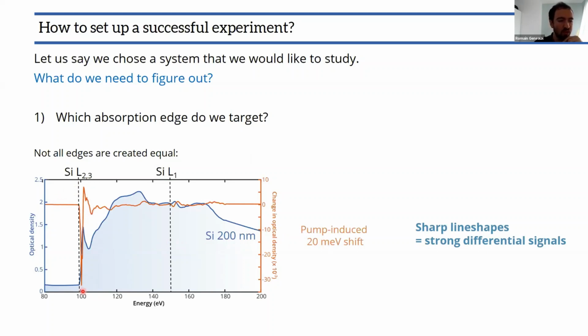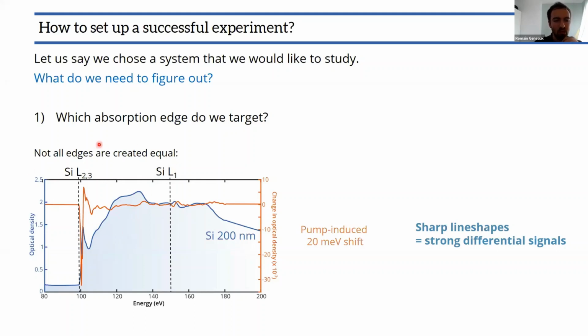And so here you see that for the silicon L23, you get a massive shift. You get about 30 mOD, so this is easily measurable. Whereas here you get maybe, I don't know, 1 or 2 mOD. So this is something that is very hard to measure, and pretty much this edge, you will never be able to use it to measure a signal. The rule here is that sharp line shapes in absorption are going to give you strong differential signals. And this is why people love the silicon L23 edge. People used it for the first experiments many times because it's so sharp that it always gives you very easily measurable signals.